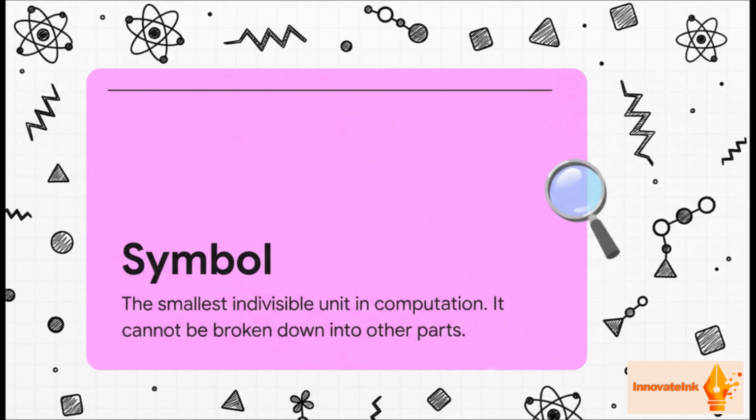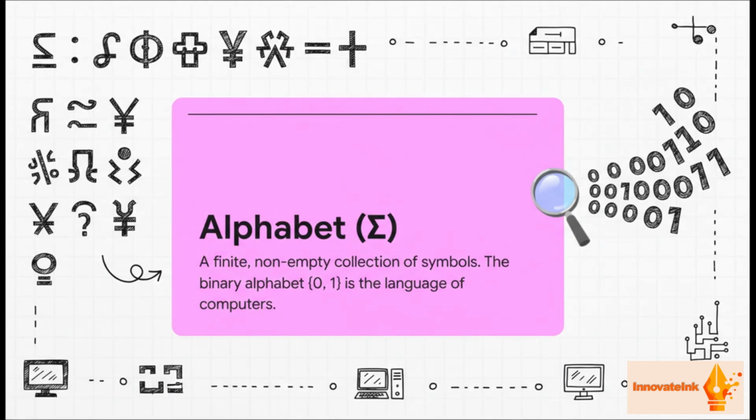A 0, a 1, the letter A, those are all perfect examples. So you take a handful of those symbols and you put them in a set. That's it. That's your alphabet. The most famous one, of course, is the binary alphabet, just 0, 1. It's the language every single computer speaks.